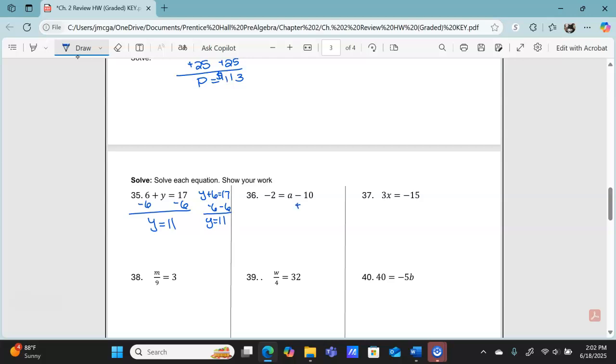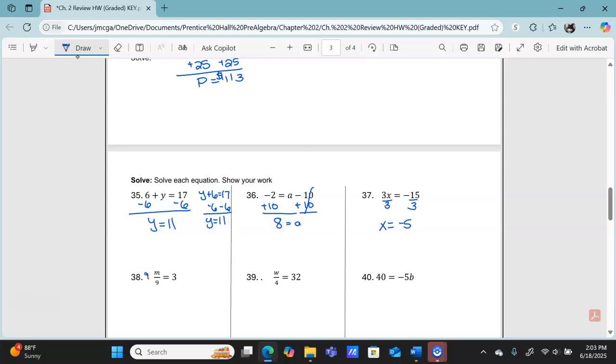Here I have a minus 10, so I'm going to add 10 to both sides. Negative 2, positive 10. The signs are different, so find the difference between 10 and 2 and keep the sign of the larger, and I get a equals 8. Number 37, I have 3 times x, so I'm going to divide by 3. Negative 15 divided by positive 3 is negative 5.